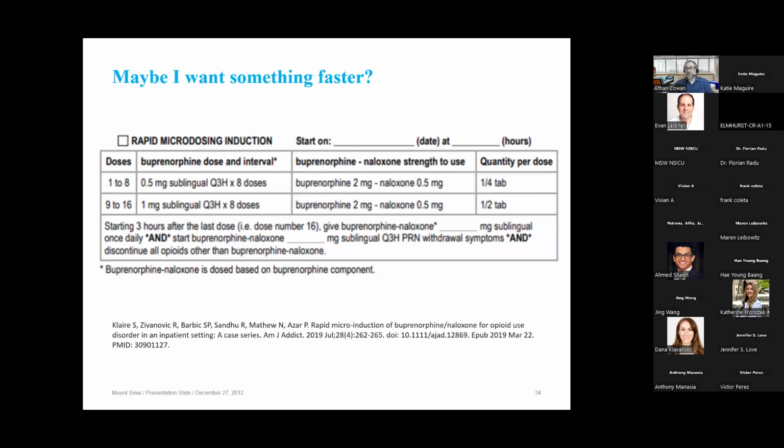If you want faster than that, this is a 48-hour protocol, which basically starts with Q3-hour dosing of medication for 2 days. If you can get the nurses to do this, that's amazing. But if you want to do it quick, then this is one of the protocols that you can use.